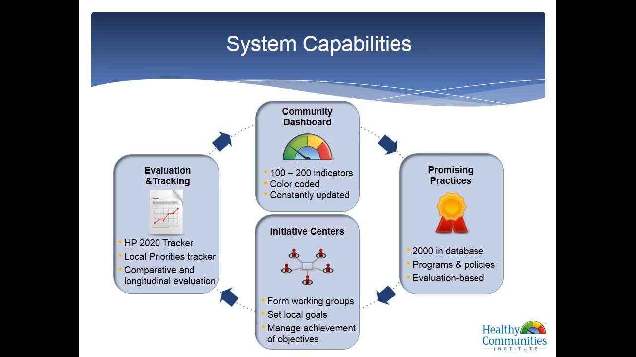Third is our initiative centers, which allow sponsors to form working groups, set local goals, and manage achievement of objectives. Finally, we have various ways to track and evaluate data, which includes the Healthy People 2020 report card, a local priority tracker, which is a way for communities to set their own goals, and various comparative and longitudinal evaluations, including time series breakout, and if the data provides for it, health disparities breakouts, for example, age, gender, and race. Once we go online, we will show you how these pieces come together.